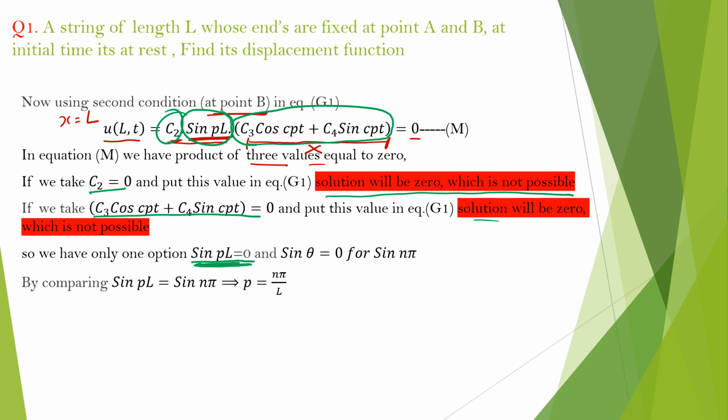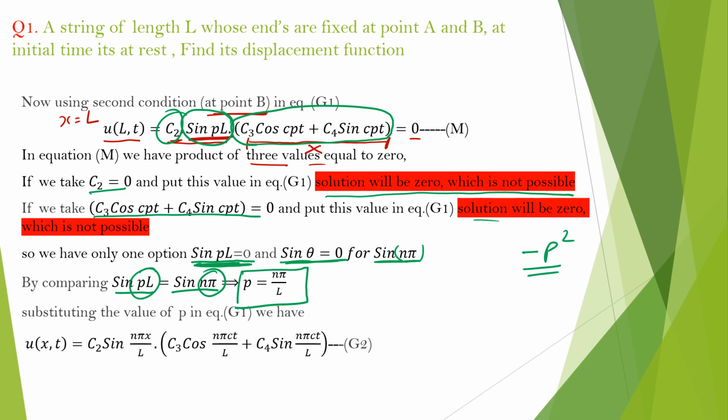Because sin theta is always 0 when the angle is n pi, sin PL is equal to 0. Now we are comparing sin PL equal to sin n pi. So finally we have the angle comparison between PL equal to n pi and P equal to n pi by L. P is also an arbitrary constant which we have considered as minus of P square to decrease the growth of the vibration.